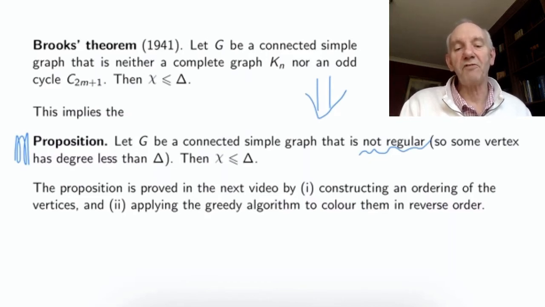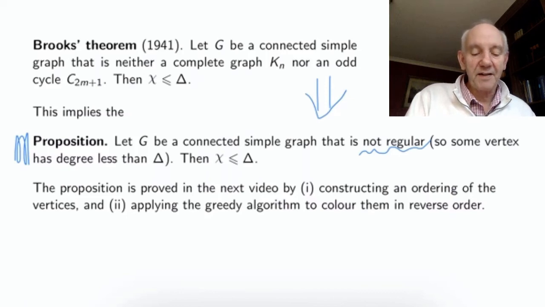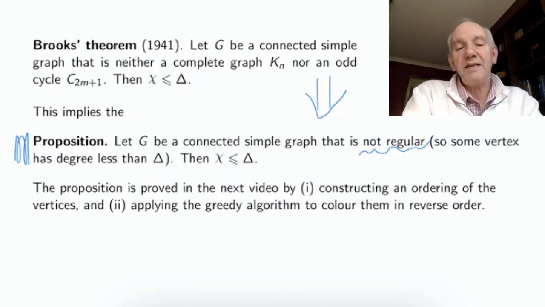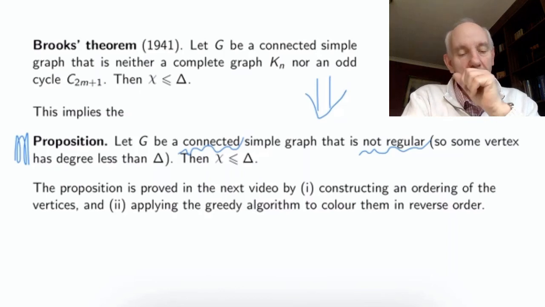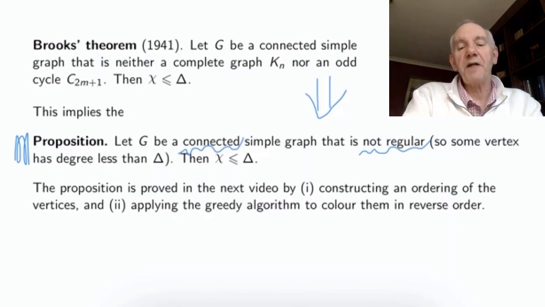But if the graph is not regular, and again it has to be connected, then the chromatic number is less than or equal to delta. As I say, we're going to prove this in the next lecture by actually constructing an ordering. It's very delicate, the ordering you take. When I explained it for the cube graph, it made a big difference, the ordering you take. So we're going to construct an ordering of the vertices and then apply the greedy algorithm in the general situation. And that will establish the proof of the proposition.